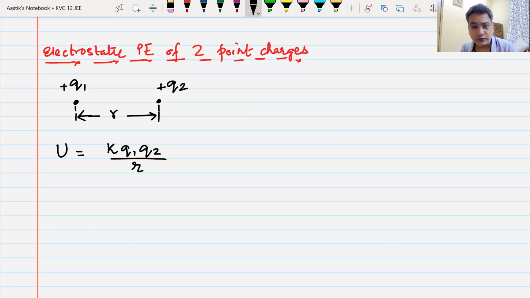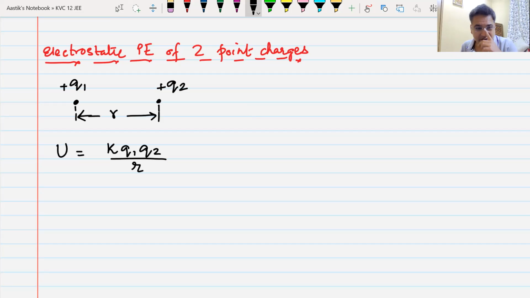K Q1 Q2 by R. Now this electrostatic potential energy can also be called mutual energy because it is because of the mutual interaction. Now this mutual electrostatic potential energy can be positive, can be negative, it can also be zero. It is zero at infinity anyways.